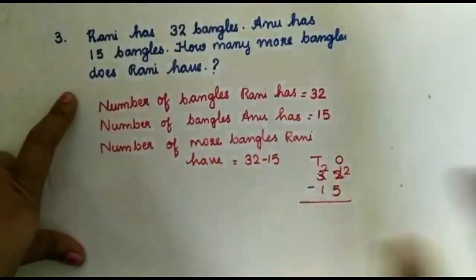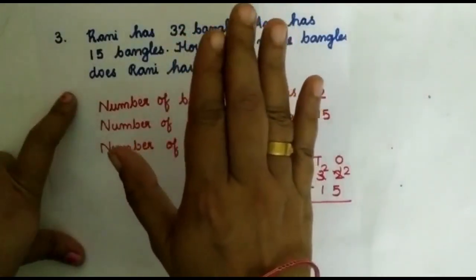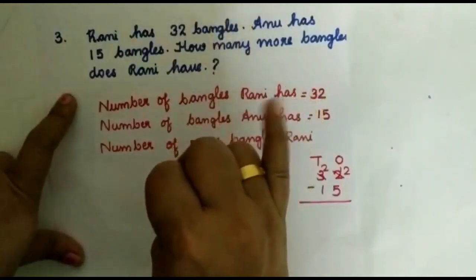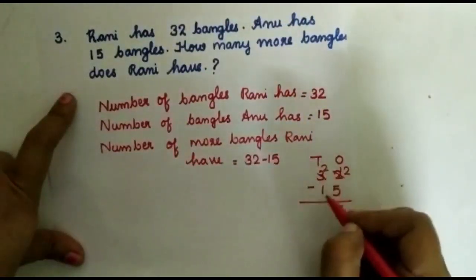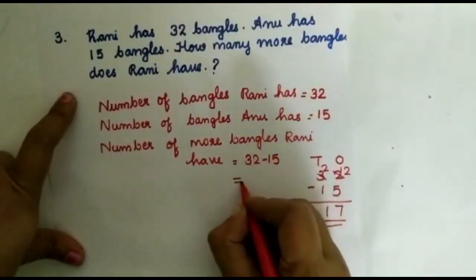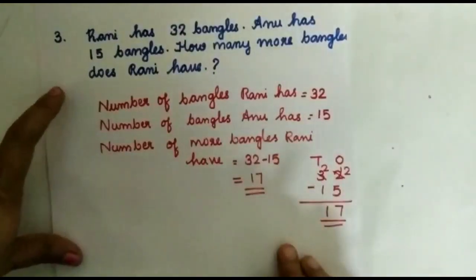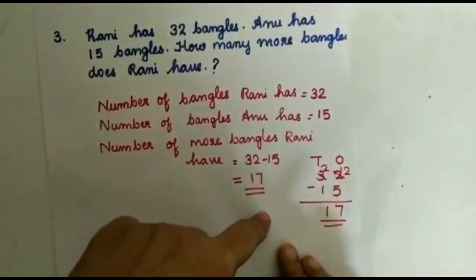Take 5 in your hand. Backward counting. 12, before which number comes? 11, 10, 9, 8, 7. So 12 minus 5 is 7. 2 minus 1 is 1. So 32 minus 15 is 17. So the number of more bangles Rani has is 17.